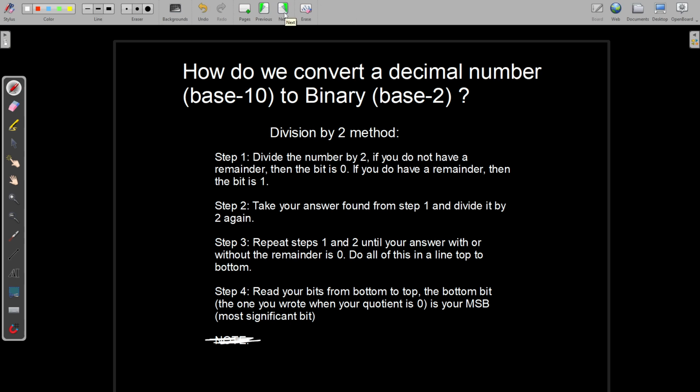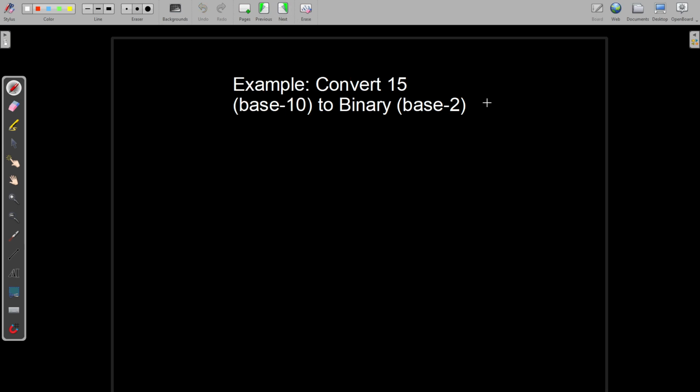All right, let's try out a problem. Convert 15 base 10 to binary. All right, so let's write down 15 here, and let's divide that by 2. Now, 15 divided by 2 does not divide evenly. We will have 7 with a remainder. So our bit is going to be a 1. Then 7 divided by 2, that doesn't divide evenly, so we're going to have a 1. And our answer, I believe, is a 3 for that, actually.